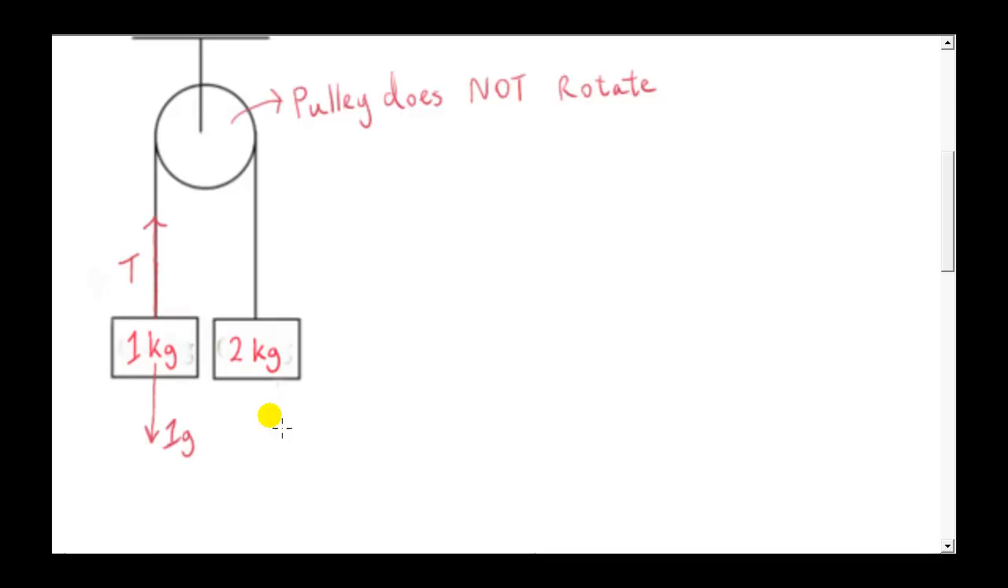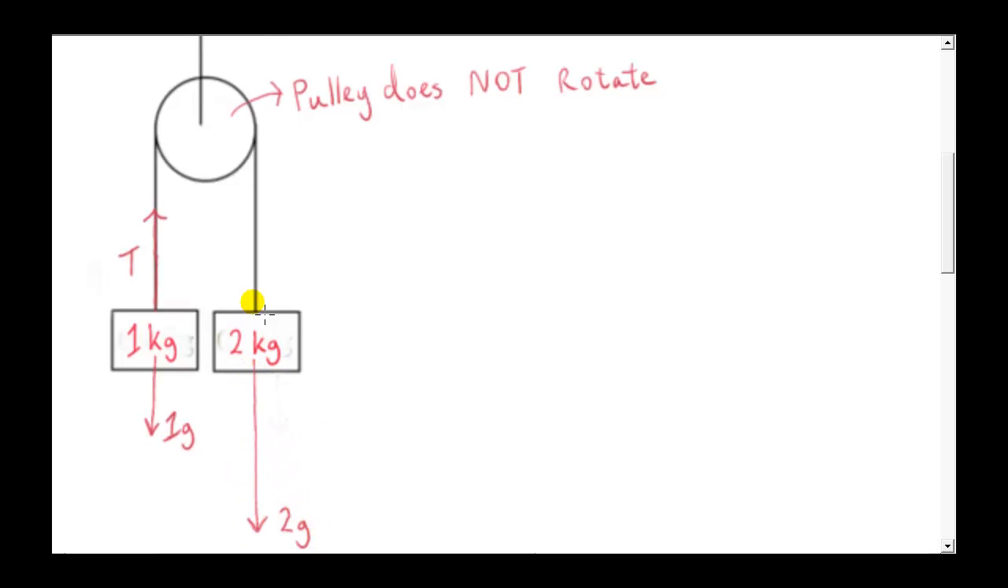Now let's look at the 2 kilogram mass. Well, its mass is twice the 1 kilogram mass, so its weight is double. Its weight is 2g. And since we know that it accelerates downwards, there must be an upwards force on the 2 kilogram mass that is less than the weight, 2g. Now it turns out that this upwards force on the 2 kilogram mass has the same magnitude as this force over here, and that's something that we will prove. Let's say the magnitude of this force is R.